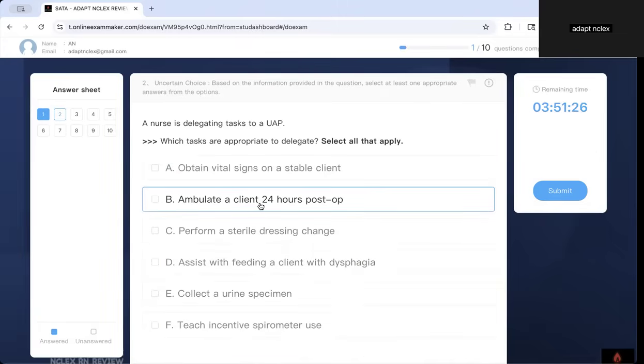Same strategy. This is a delegation question. You have to bring your content with delegation. Next is delegating tasks to a UAP. Which tasks are appropriate to delegate? Select or apply. Same thing. Same strategy. Don't rush and look at the answer choice. Let's use our common sense and our content. These 2 together are the 2 C's: common sense and content together. And then we pick an answer choice.